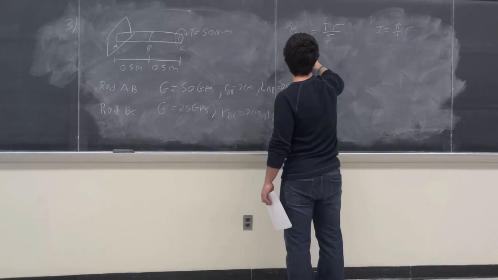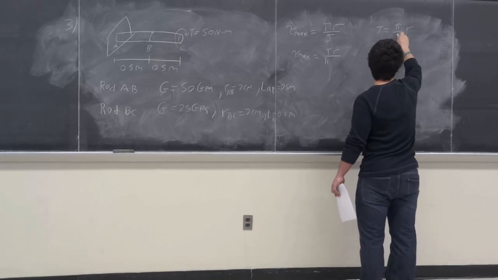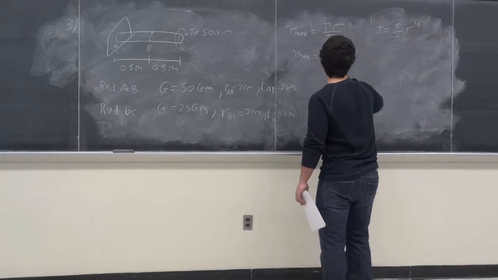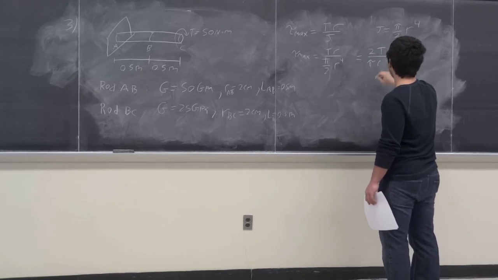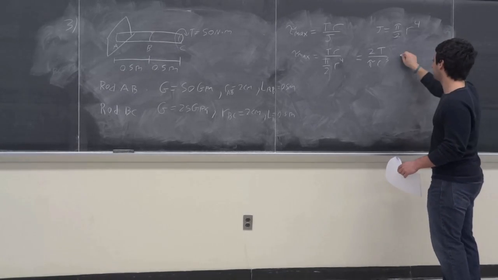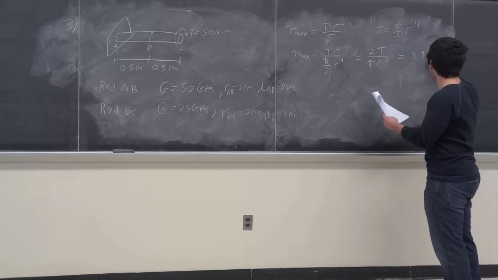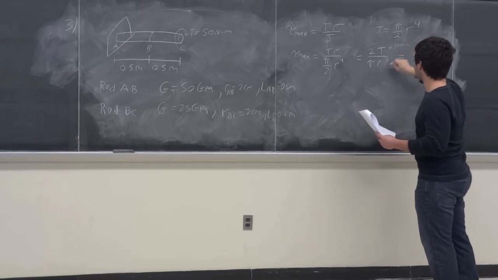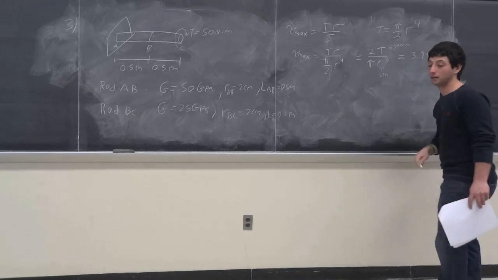So tau max is equal to TR over, sorry, this is pi over 2. Whoops. And this is R to the 4th. Pi over 2 times R to the 4th. So this is equal to 2T over pi R cubed. We know T is 50, we know R is 2 centimeters, so tau max is 3.98 MPa. So this is 50 Newton meters, and this is 2 centimeters, so it's 0.02 meters.